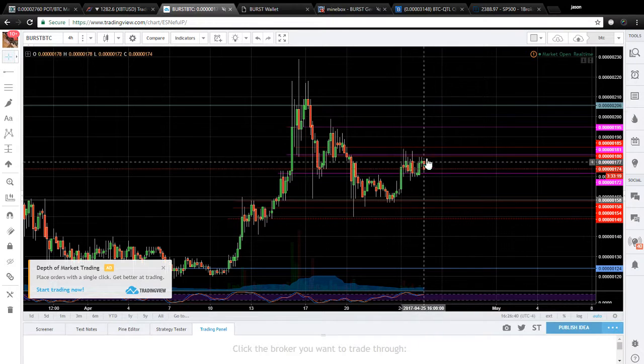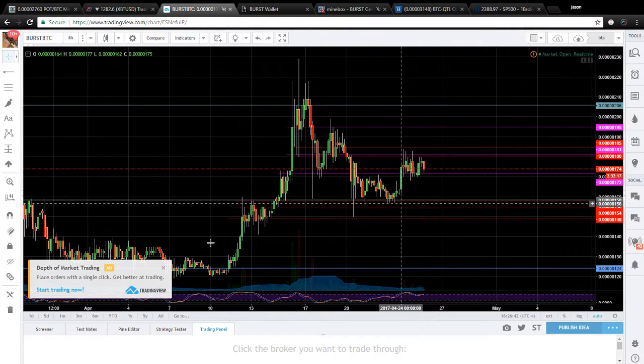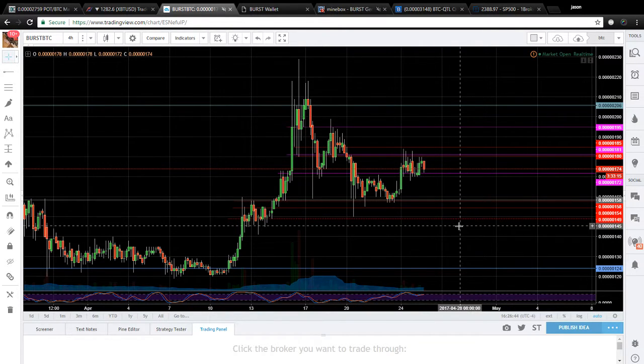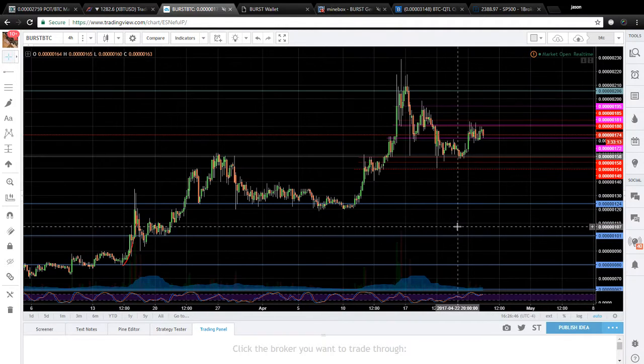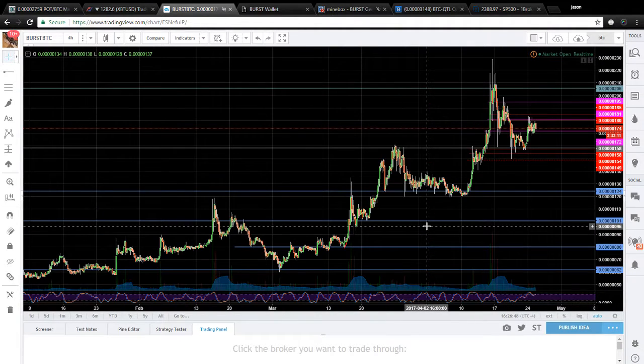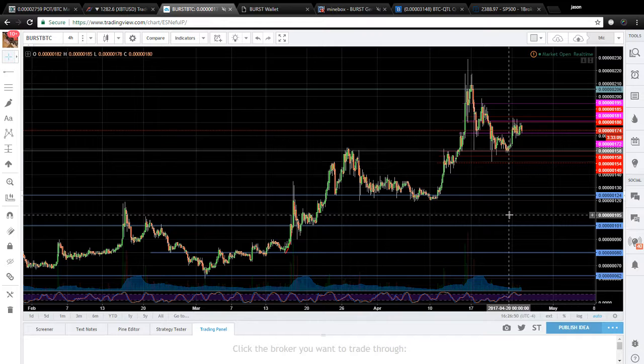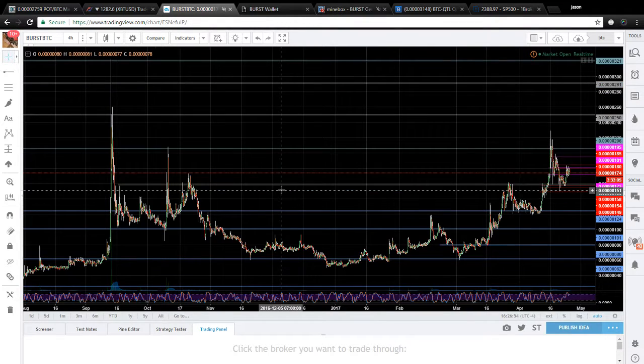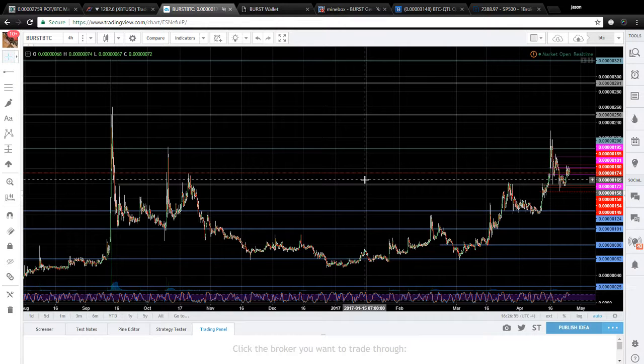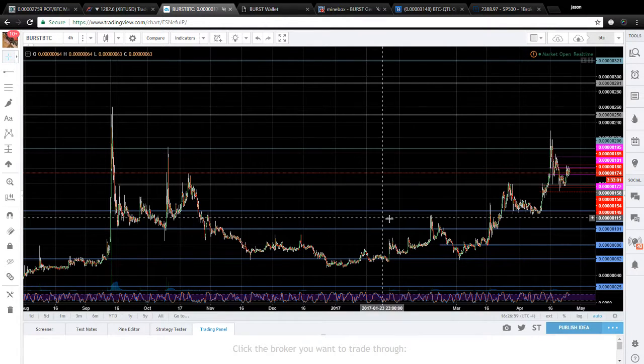So we can see that Burst is respecting the lines that we drew quite well, and the price is doing quite well also. So if we scroll out a bit, it's pretty clear that we might be looking at a severe drop soon.